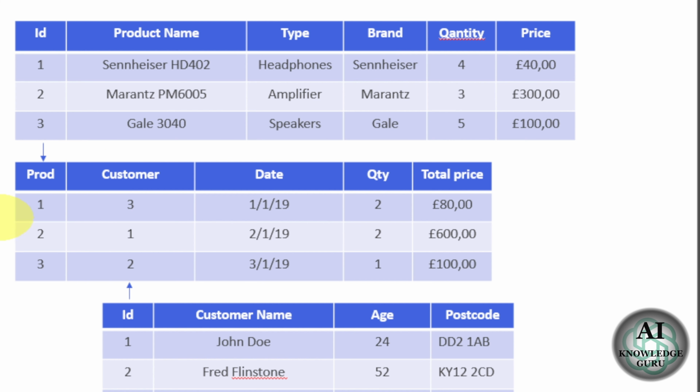So for example, product 3 is Gale 3040. Product 3, customer number 2, date was 3rd of 1st 2019, quantity they purchased was 1, total price they paid this much. Now who are these customers? So product number 3, which is Gale 3040, customer number 2. So this is customer number 2, Fred Flintstone, age 52, and that's the postcode.